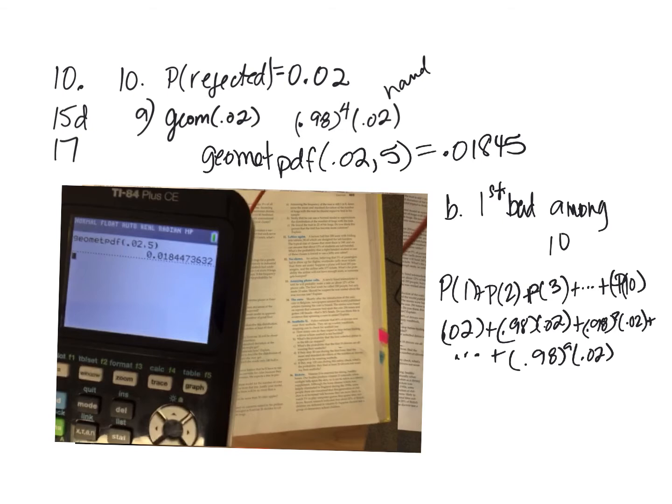So this would be in our calculator, geomet CDF. CDF means cumulative, adding it all up. Think about your cumulative GPA. It adds up your GPA every semester of your high school career, and that's what C stands for, cumulative. And I still plug in 0.02. And what's the X I'm interested in? 10 this time.